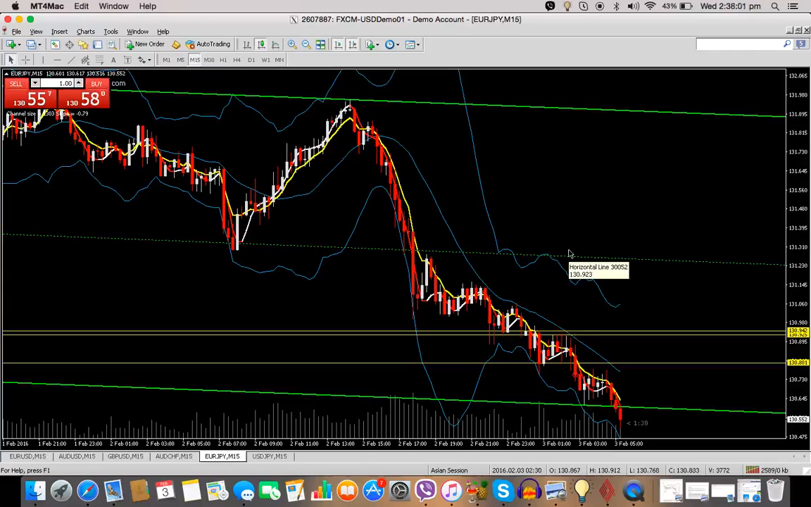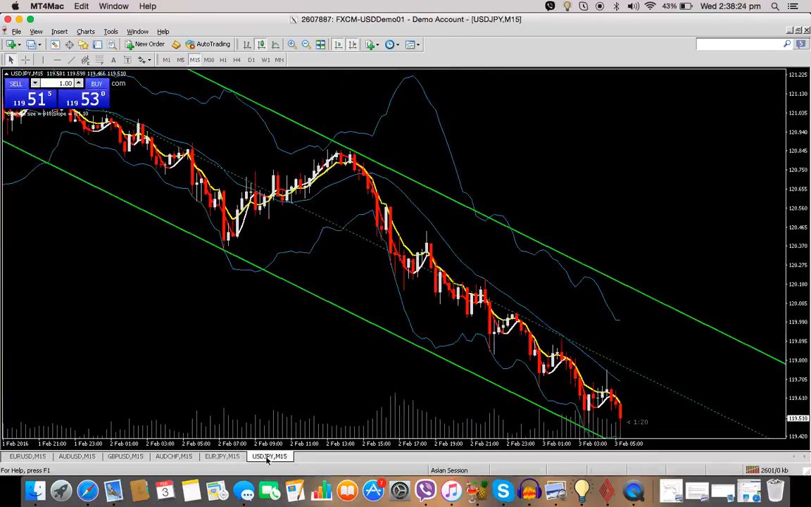Okay. The other thing that I want you to take note of in these sorts of situations is where the middle Bollinger Band is. Because what you're going to find, like is the case of this one here, is that price will most likely hit the middle Bollinger Band and then bounce back off. Okay, I'm going to show you some other examples. I believe I saw this on the USD JPY.